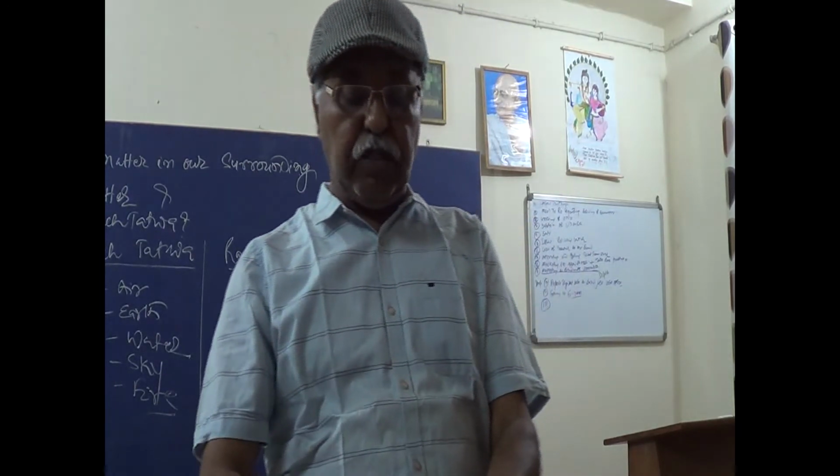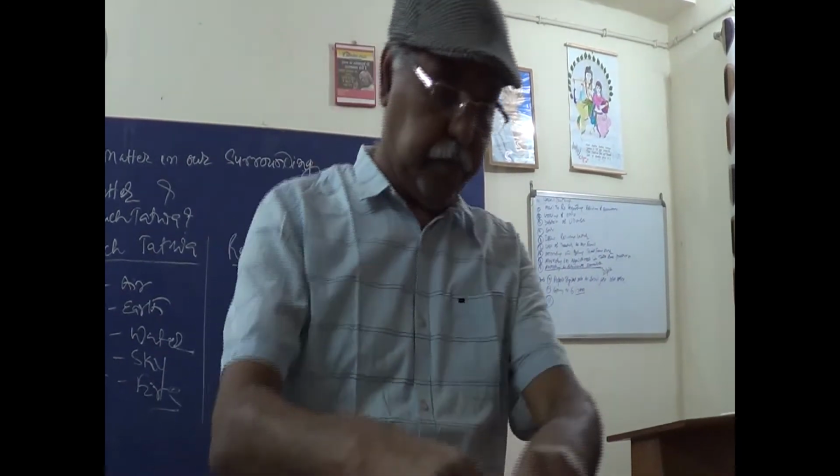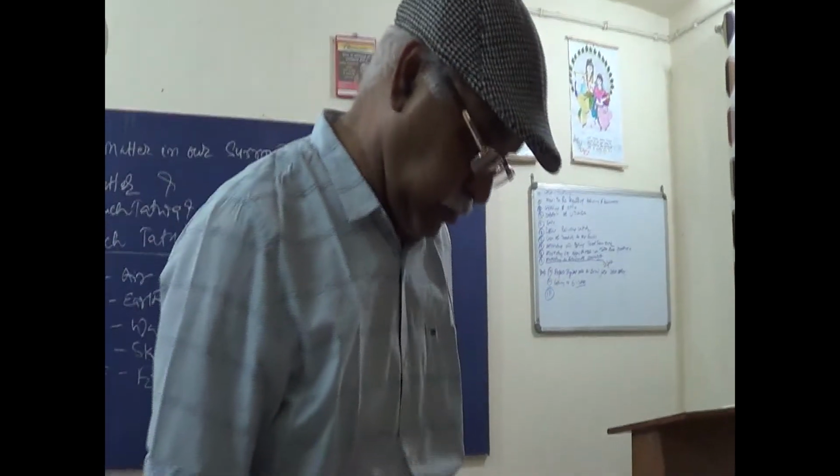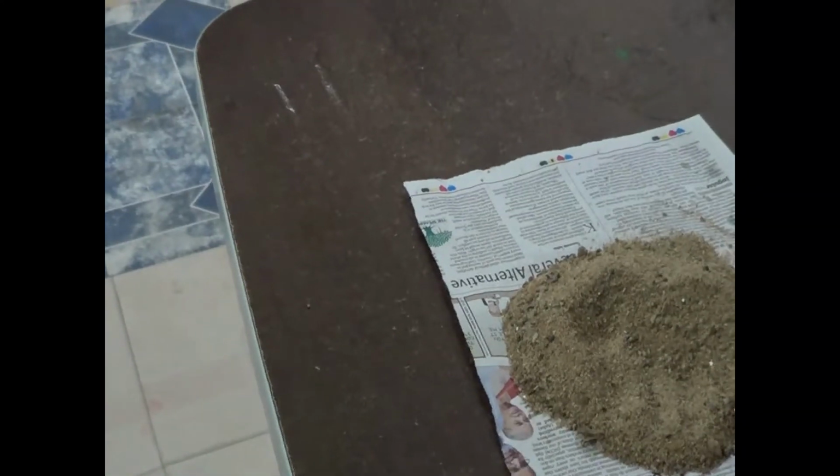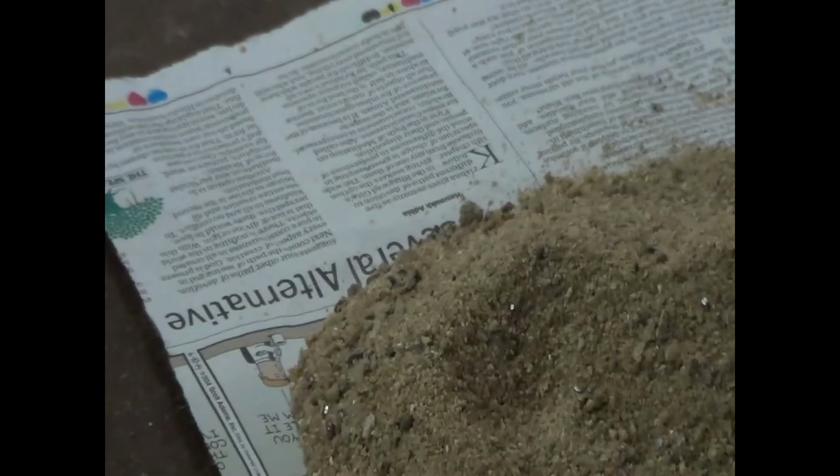Now let me conclude these activities. Let me discuss with the children. This is the second part. We are going to learn that matter is made up of particles. We have already discussed how small these particles are, but this point also needs to be explained.